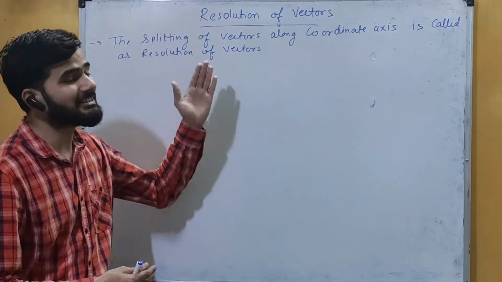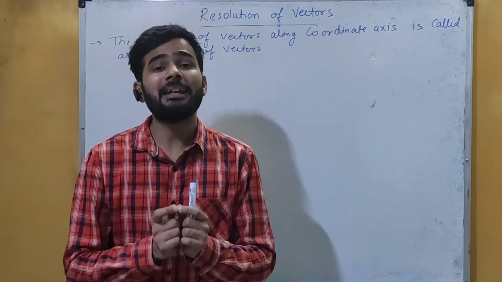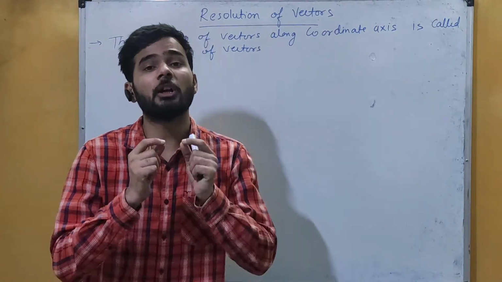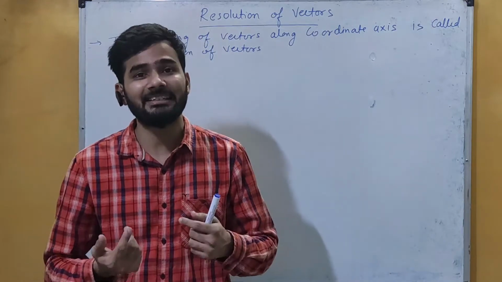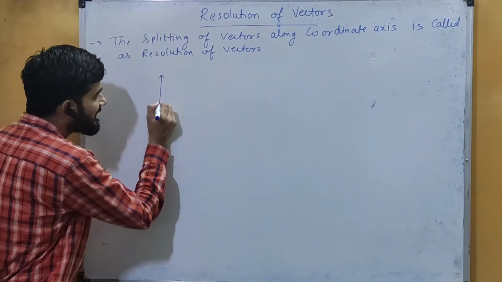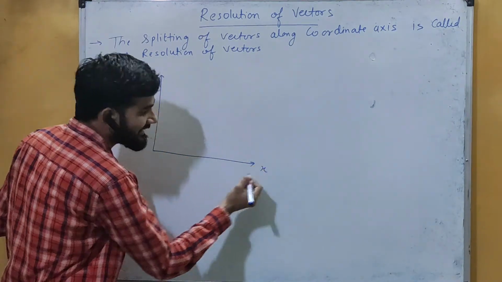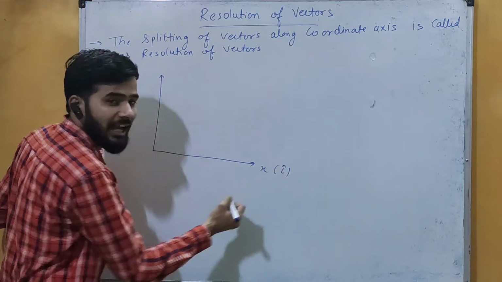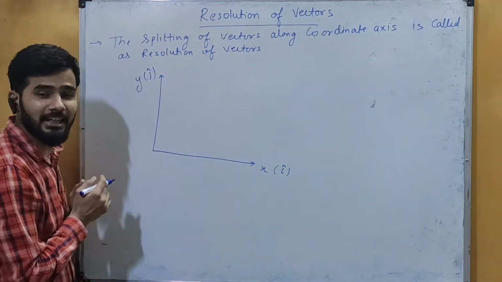The resolution of a vector is simply the splitting of a vector along the coordinate axes. That means the vector we have will have its effect along both axes, that is, along the x axis as well as along the y axis. So for this, let us consider that we have two coordinate axes. This is the x axis, which we represent with i cap, and we have the y axis, which we represent with j cap.